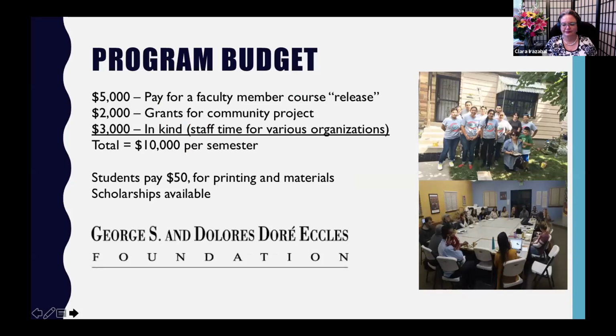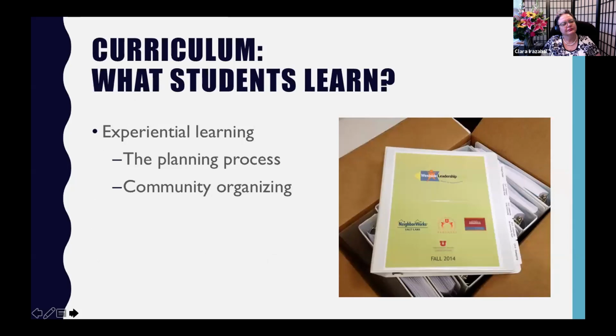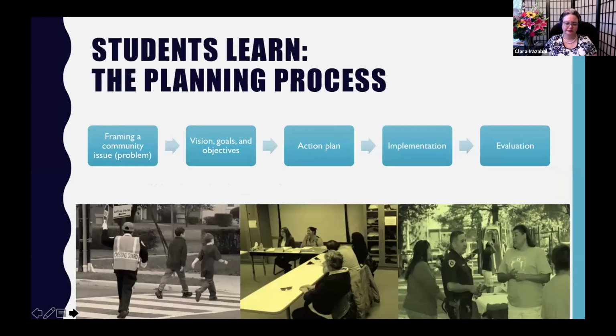So the idea is, it actually received funding from a foundation. NeighborWorks also funds it. And professors at the University of Utah get a release for teaching this class. There's a curriculum available, and NeighborWorks actually sells this curriculum if you're interested in that. Everybody can target the class to whatever they want.